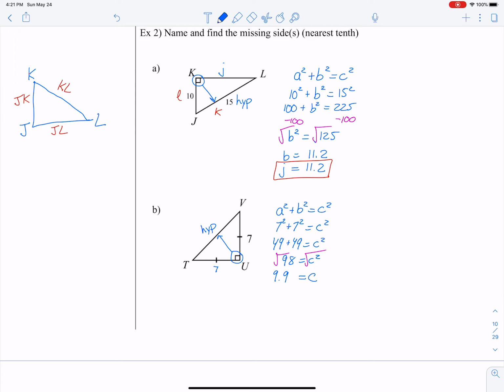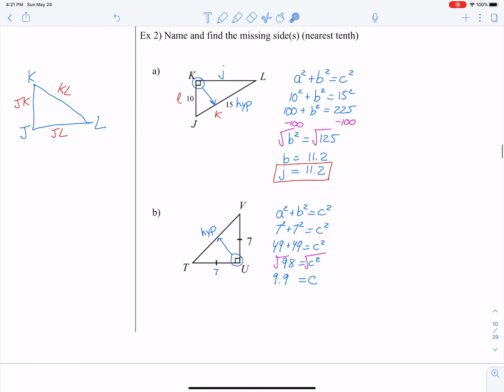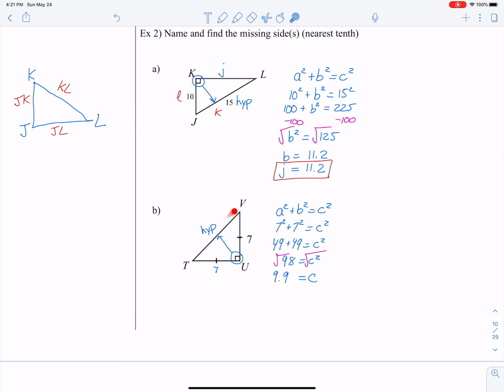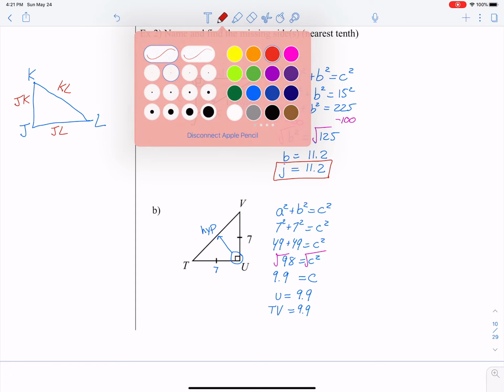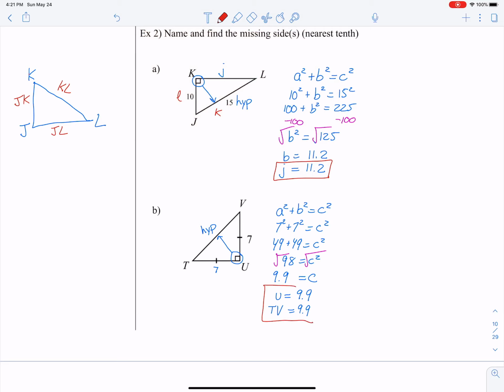So now for naming again, I'm trying to find my hypotenuse. I have a capital U here, so I could call this U, little u, is equal to 9.9. If I wanted to name it with the endpoints, I could also say TV is equal to 9.9 because the endpoints are capital T and capital V. So either one. Those are just the 2 ways of naming.